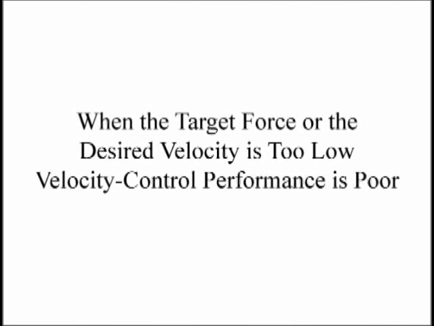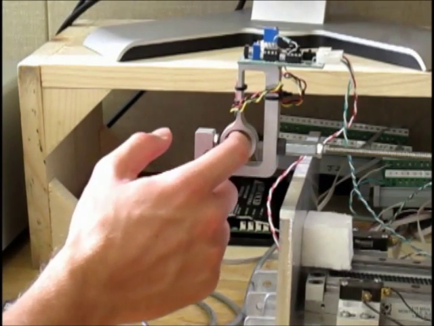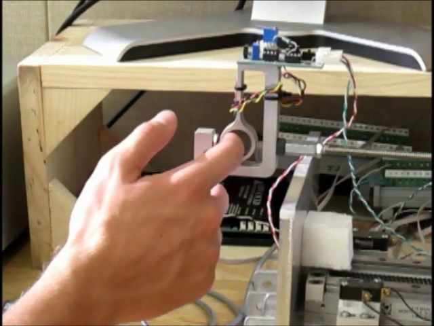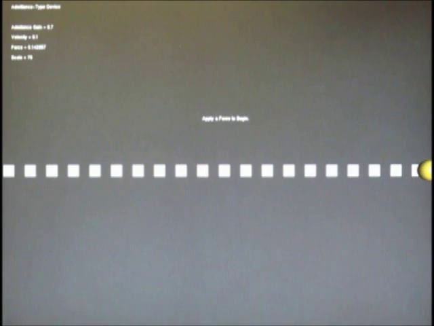Velocity control performance is poor if either the target force or the desired velocity are not within their optimal ranges. Although it does not take much strength, it is as difficult to consistently apply a very small force as it is to apply a large force, especially when the desired velocity is very slow. This sequence shows very poor velocity tracking.